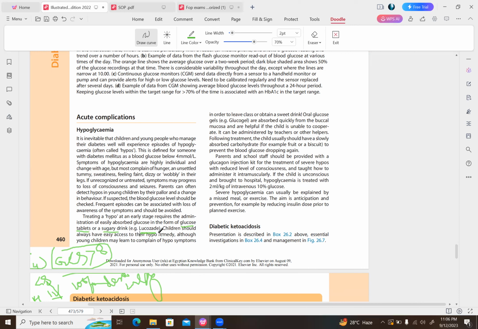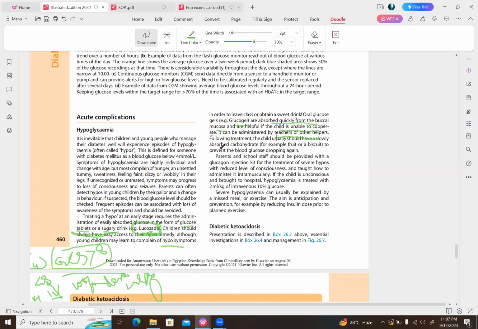Glucogel is the generic name of this tablet or drink which is available. Actually, it is the gel which is available. Children should always have access to the hypo remedies. All young children may complain of hypo symptoms. A very good option is the glucogel because it is very quickly absorbed from the buccal mucosa, and it is very helpful if the child is unable to cooperate. You just put gel in their mouth and their hypo is corrected. It can be administered by the teachers at school or helpers.